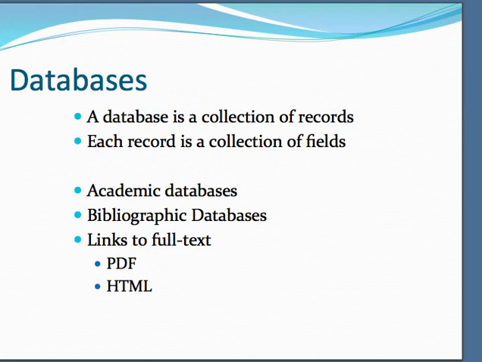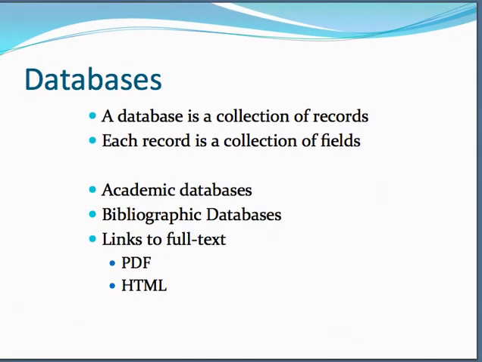Databases. Let's see what a database is. A database is a collection of records. Okay, in general, that's a definition of a database. It doesn't have to be a database of information or of journals. No, a database is a collection of records, and each record is a collection of fields. For example, we have the bibliographic record, and in the bibliographic record we have author, title, name of the source, year of publication, etc., etc. We may have many fields. So those fields together make up a record.